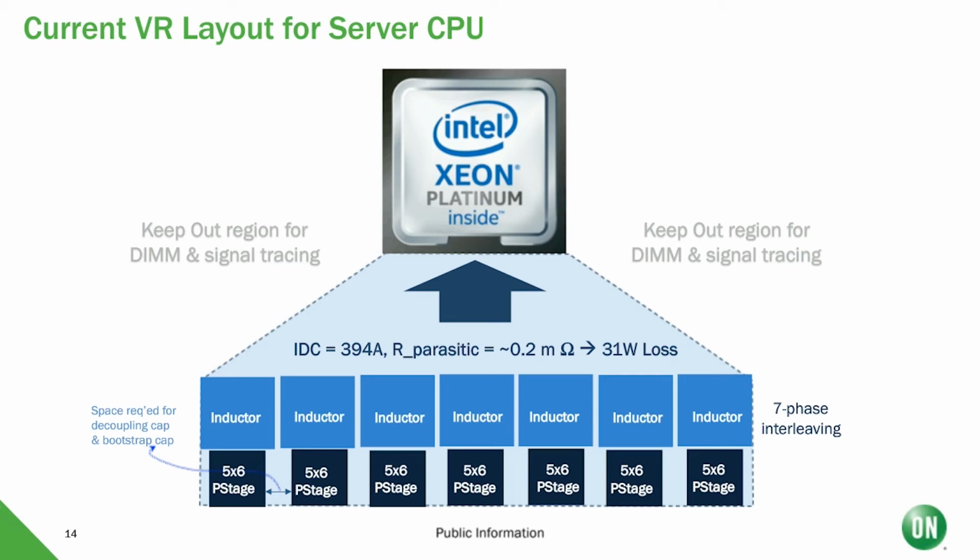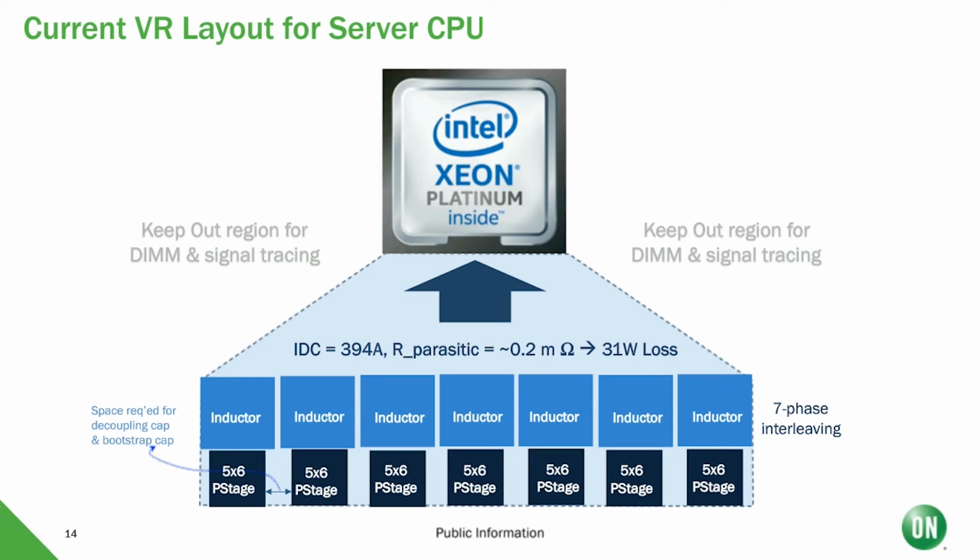DIMMs have a lot of signals that need to be routed. So Intel's recommendation is to have a keep out area to run these signal traces so that they don't get corrupted by the switching noise that's coming from the voltage regulator. With the keep out in mind, we cannot place our voltage regulator within this area, and we had to place them at some distance away from the CPU.